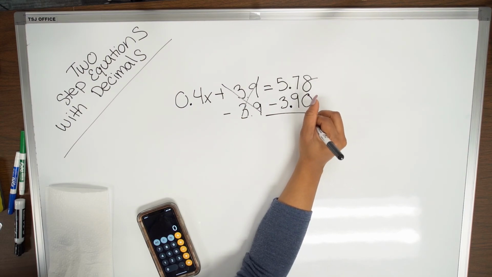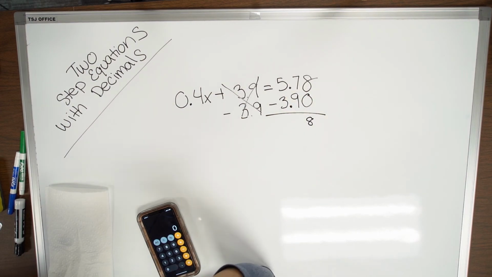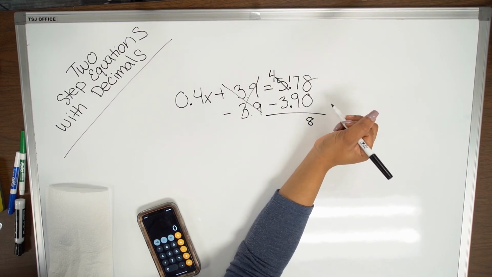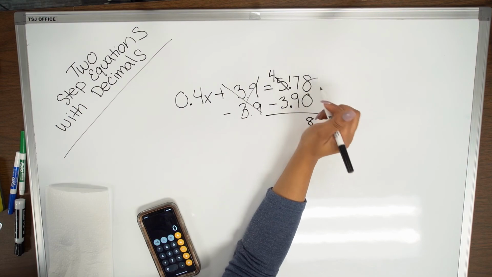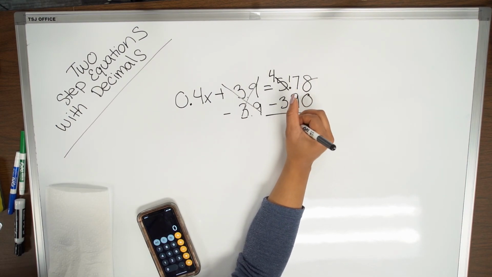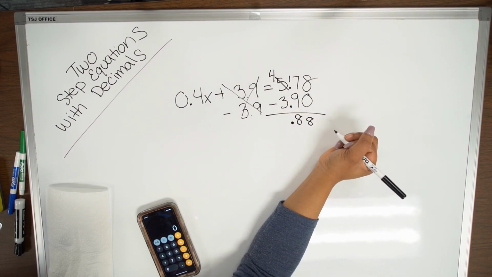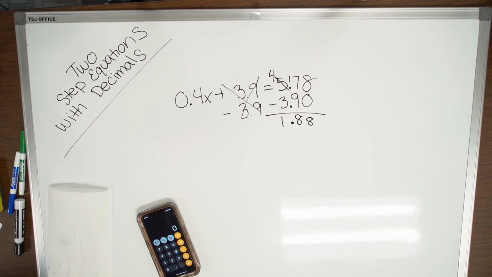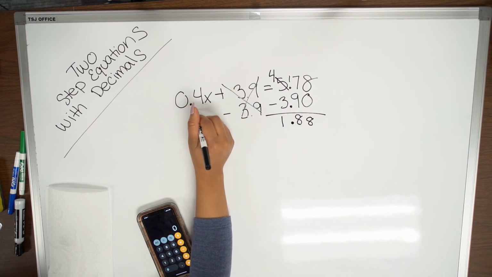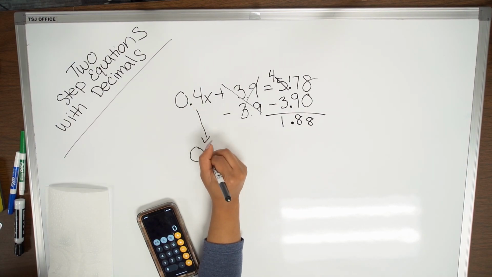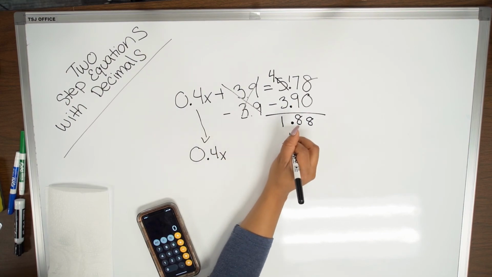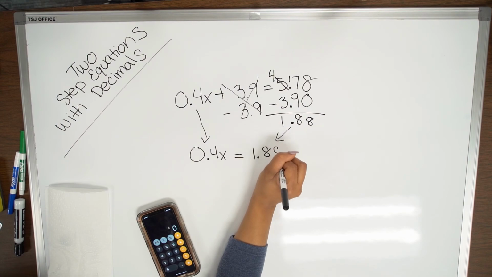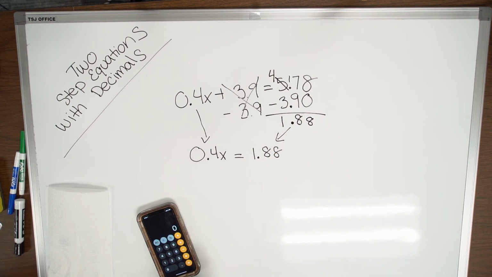8 minus 0 is 8. 7 minus 9, you can't do that, so you have to borrow. We got 4 up here. We got 17 there. 17 minus 9 is also 8. Then bring down the decimal. Don't forget to do that. And then we have 4 minus 3, and that is 1. Okay, so we have 1.88. So we're going to bring this down. 0.4x equals 1.88. Okay, so we're solving for x.